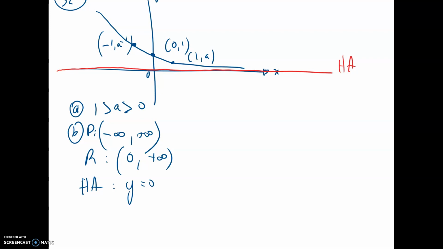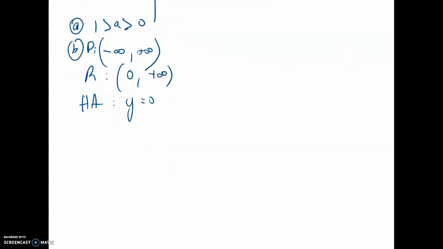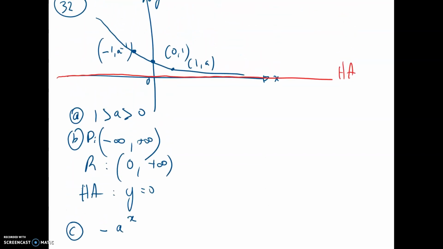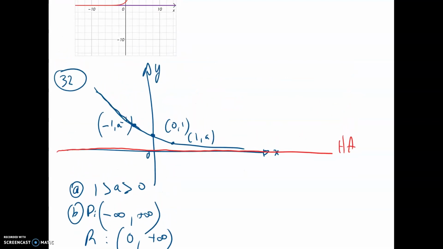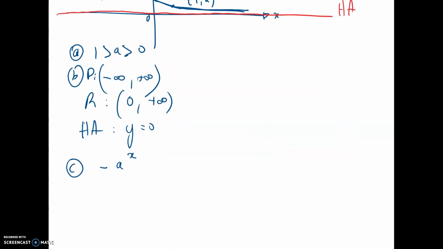For the question number C, what do we have? We need to sketch the graph g of x equals negative a to the x. So we need to sketch negative a to the x. If that in blue corresponds to a to the x, what would be negative a to the x?